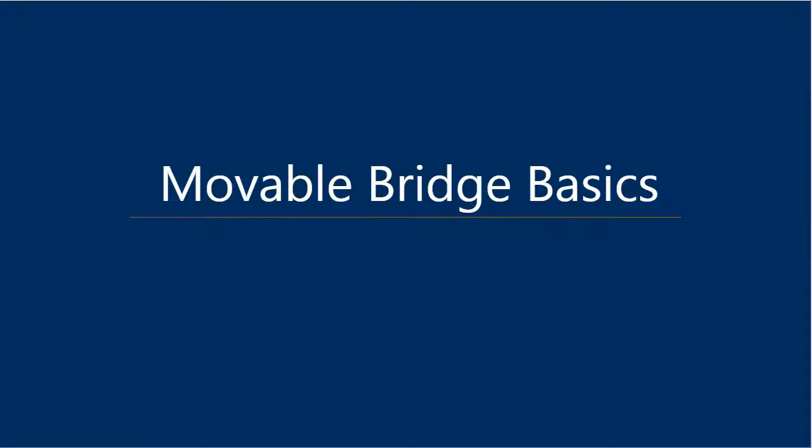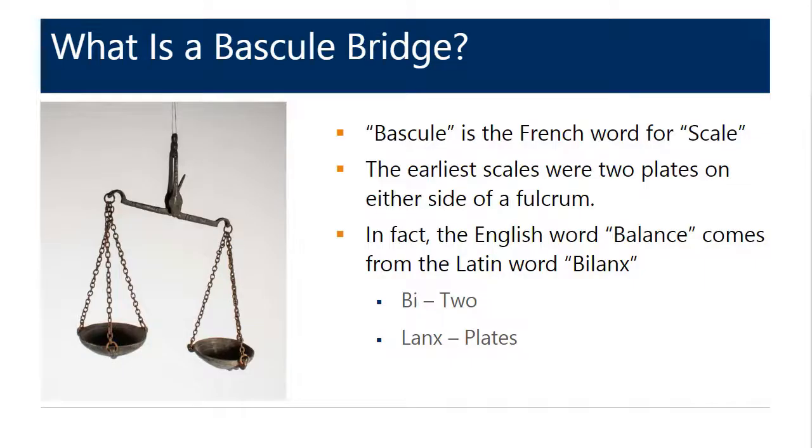Thanks a lot, Ralph. So today we'll be primarily focusing on the balance considerations for two types of movable bridges, bascules and vertical lifts. So what is a bascule bridge? Well, bascule is the French word for scale. And the earliest scales were simply two plates on either side of a fulcrum. In fact, our English word for balance comes from the Latin word bilanx, two plates. So balance is intrinsically tied to a bascule bridge.